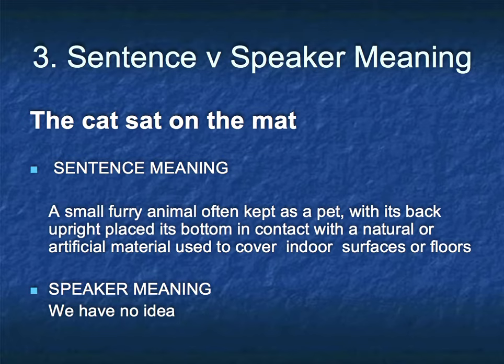So we can say it's a small furry animal, often kept as a pet, with its back upright, placed its bottom in contact with a natural or artificial material used to cover indoor surfaces or floors. Okay. What's the speaker meaning? Well, we've no idea. It's just a sentence. The cat sat on the mat. The painting is on the wall. The sky is blue. I can produce lots and lots of language which is sentence meaning, but what is the communicative value of that?